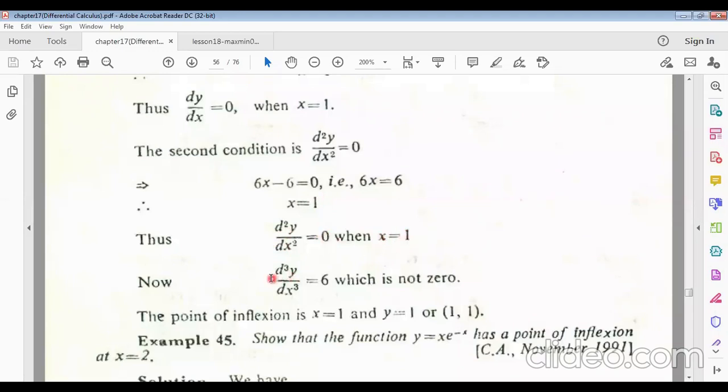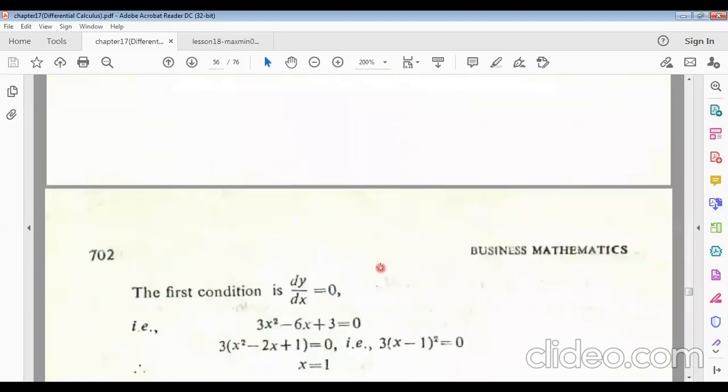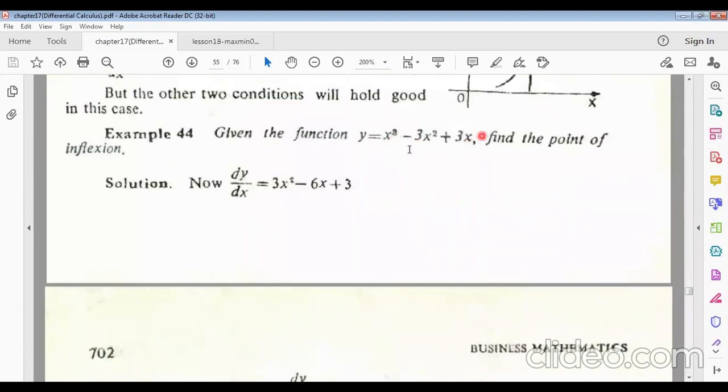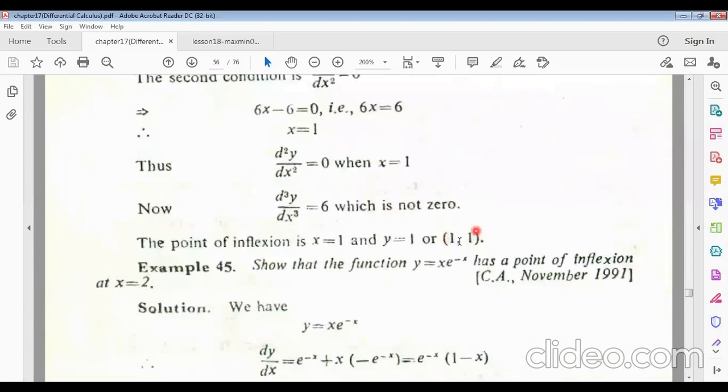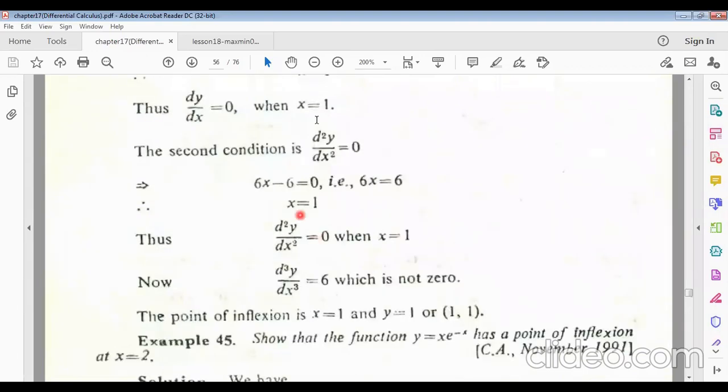Now again taking differentiation, the third derivative d³y/dx³ equals 6, which is not 0. Then we get the inflection point at x equals 1, and putting x equals 1 in equation 1, we get y equals 1. So (1, 1) will be the inflection point in this case.